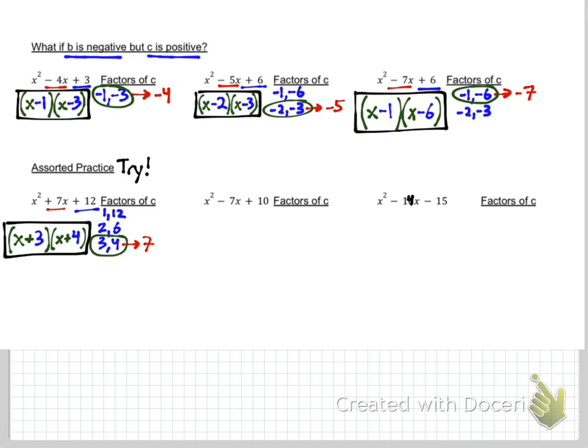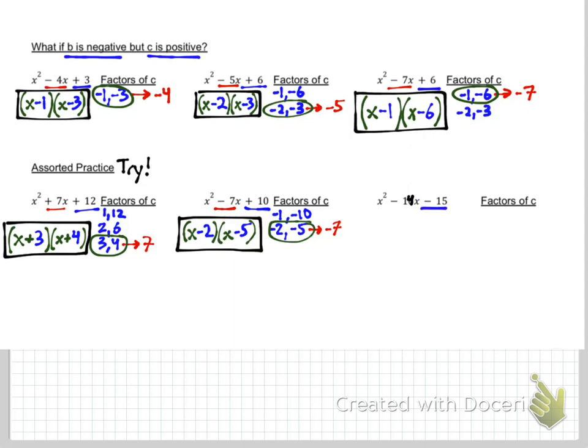For the next one, we have a positive c but negative b. So we need to think of negative numbers. So negative 1 and negative 10, and negative 2 and negative 5. Which ones add to negative 7? That's these two. So x minus 2 times x minus 5.